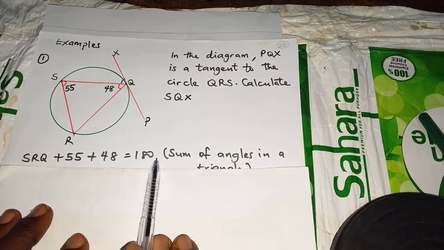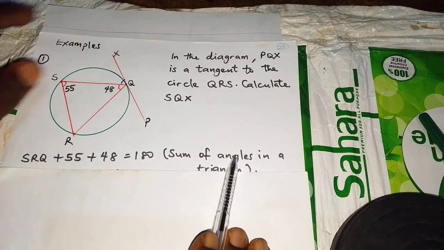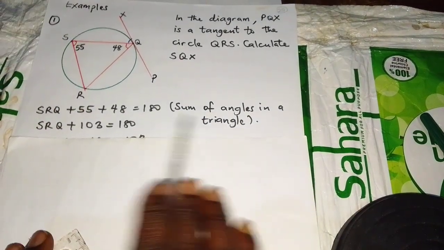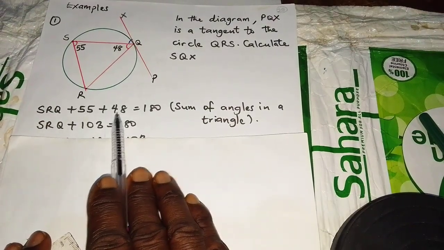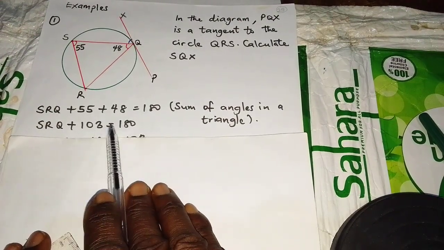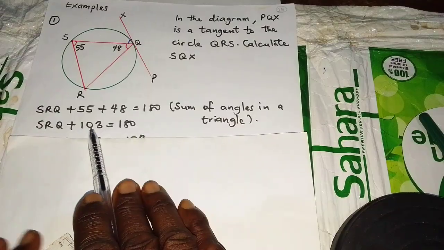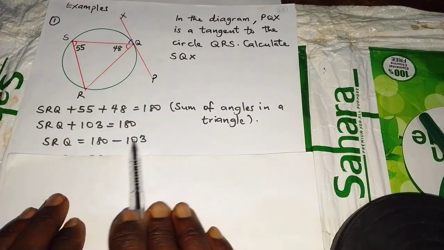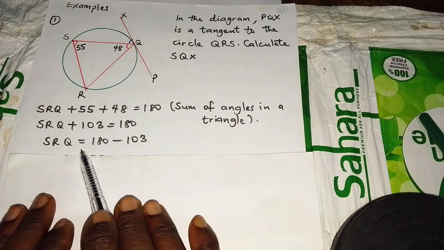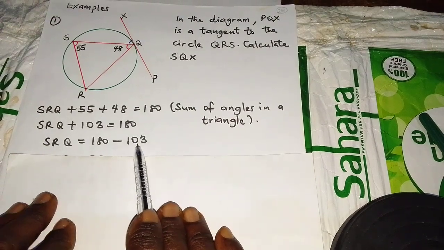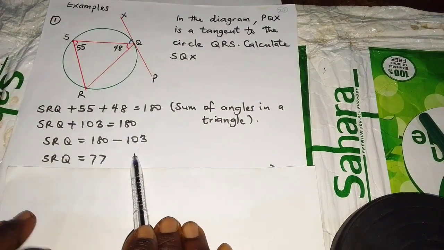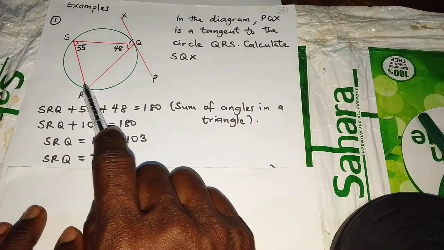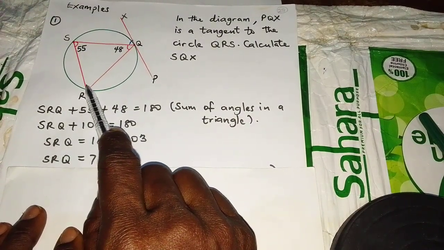You must state your reason: sum of angles in a triangle. So SRQ plus 55 plus 48, which gives us 103, is equal to 180. Bring this 103 to this side, we have minus 103. SRQ should be equal to 180 minus 103, which is equal to what? 77 degrees. It means this angle here should be 77 degrees.